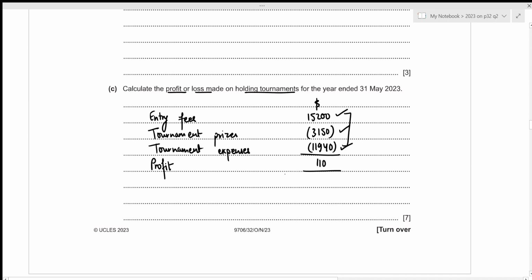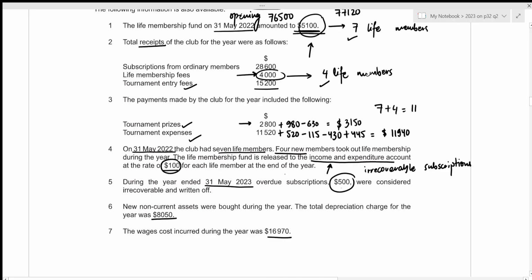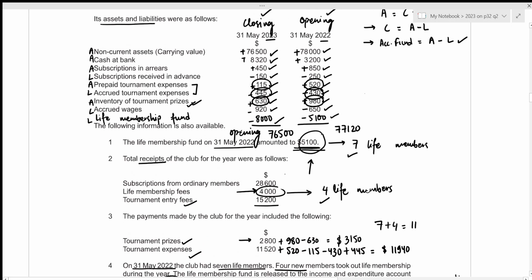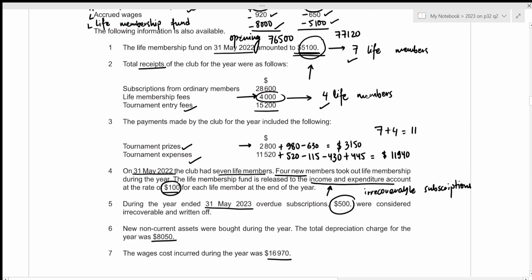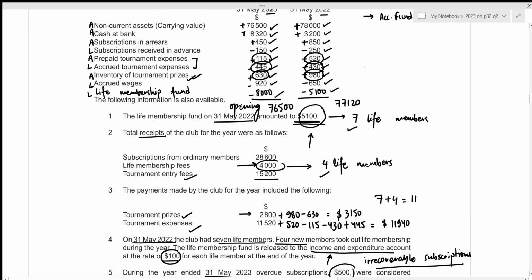Okay, for subscriptions for the year, we start with the receipt of our subscriptions. Then we make an adjustment for the subscriptions in arrears and subscriptions in advance. And I think in this case, we also had the irrecoverable subscriptions. We need to adjust this as well. Okay, we start with the subscriptions that we received during the year. That's 28,600.